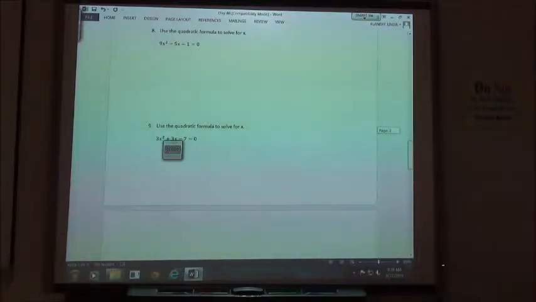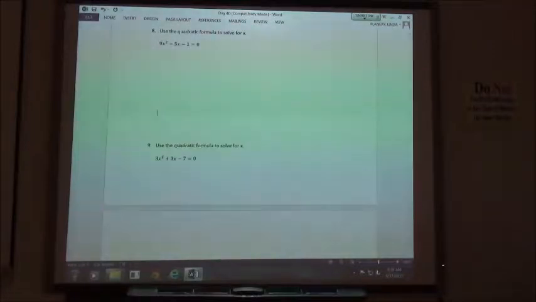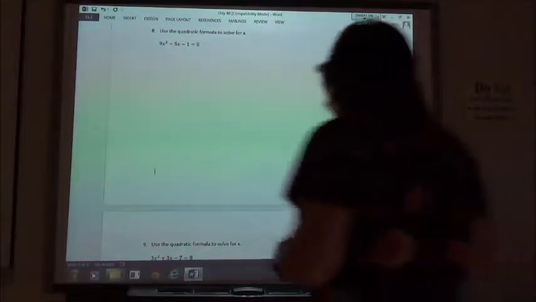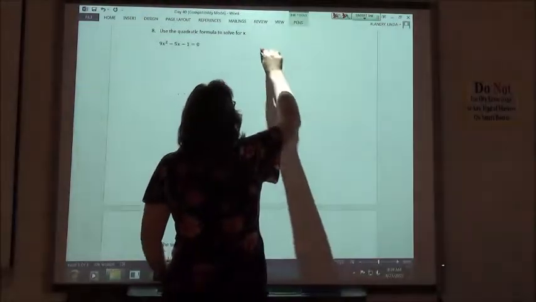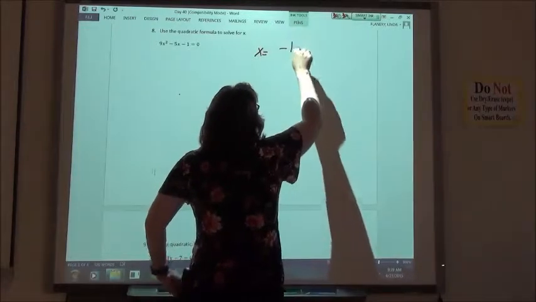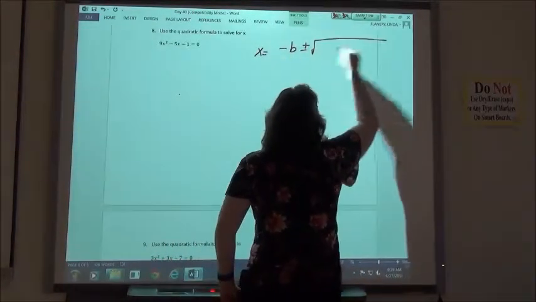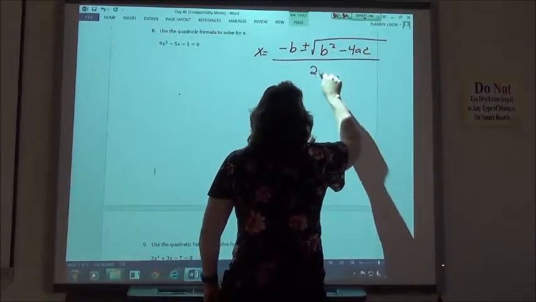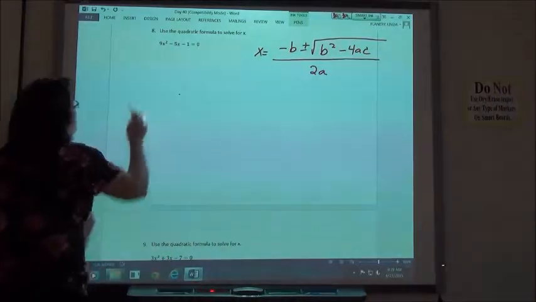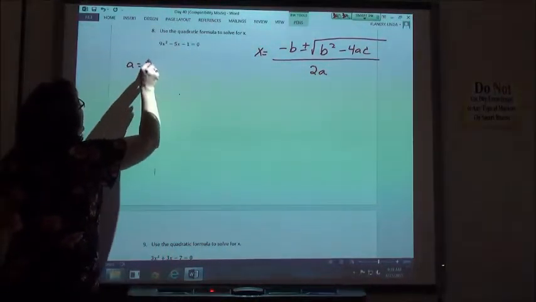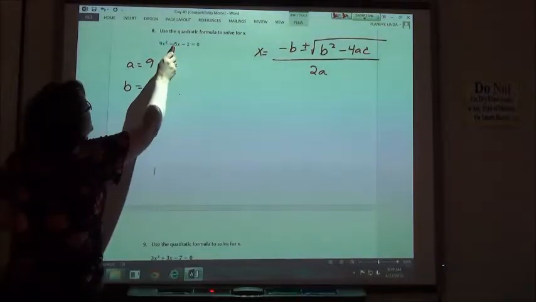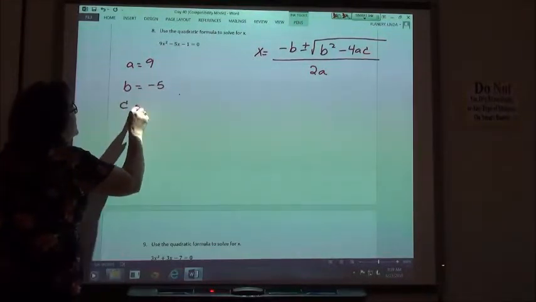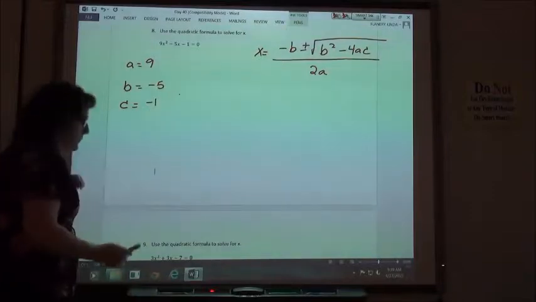I'm going to add some more space here. So number 8, again, it wants us to use the quadratic formula to solve for x. So again, my quadratic formula is x equals minus b plus or minus the square root of b squared minus 4ac all over 2a. So in this one, a is going to equal 9, b is going to be -5, and c is going to be -1.